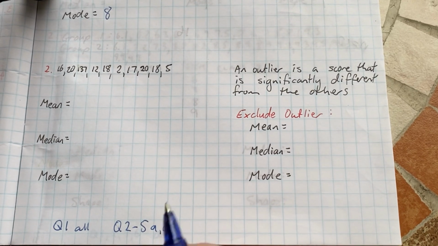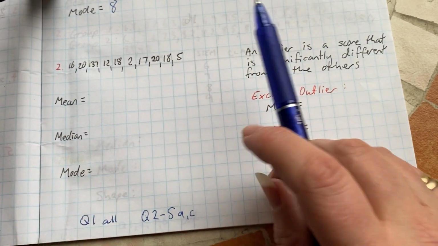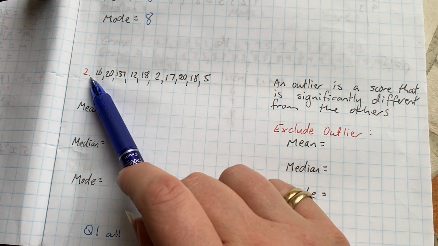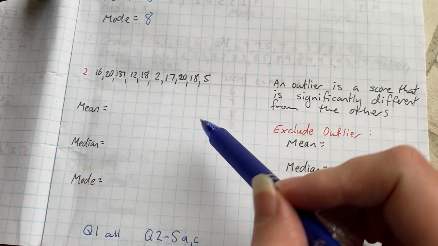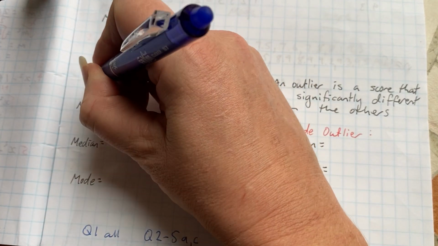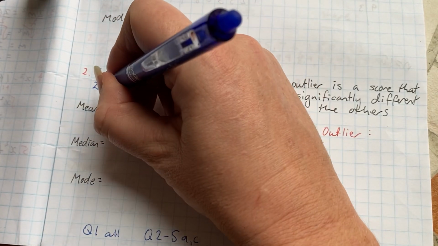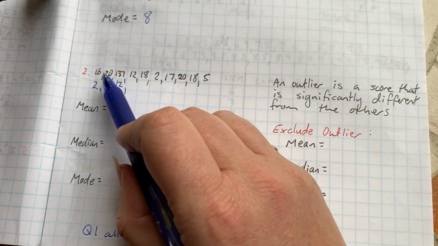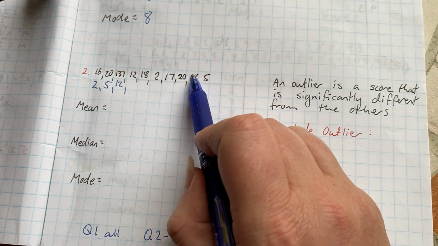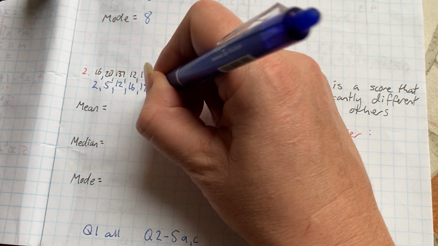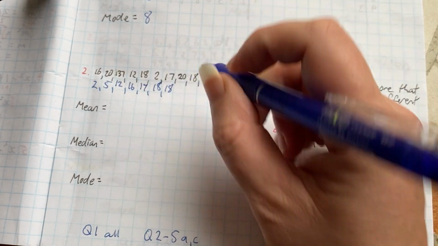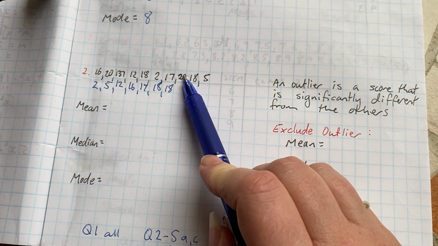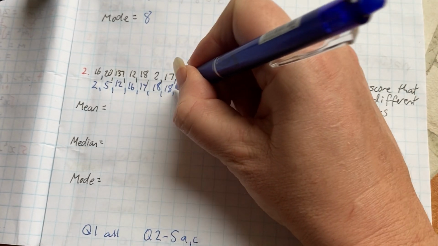Okay, let's look at this example. So this time the numbers were not given to us in order, and to find the mean, that's fine, but to find the median, you need to have them in order. So I'm going to rewrite them in order. So first we've got 2, then we've got 5, then we've got 12, followed by 16, 17, 18, 18, followed by 20, 20, and 137.